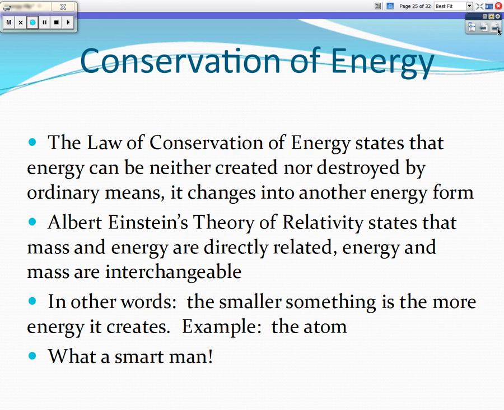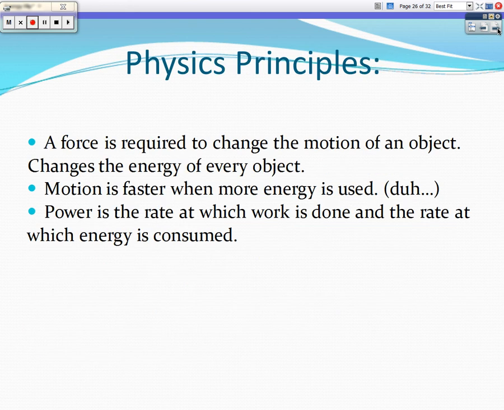Okay, Albert Einstein's theory of relativity kind of goes into this. It's directly related. It says that mass and energy are directly related, and energy and mass are interchangeable. In other words, the smaller something is, the more energy it creates, such as the atom. Let's see, you need the first bullet and the third bullet. So the first bullet right here, a force is required to change the motion of an object, and power is the rate at which work is done and the rate at which energy is consumed.